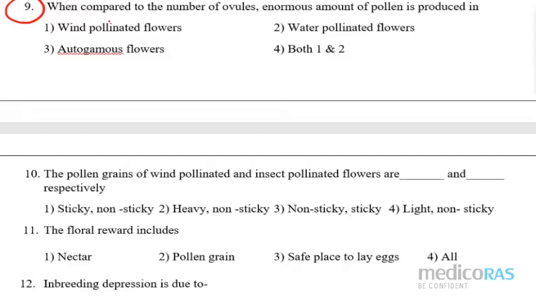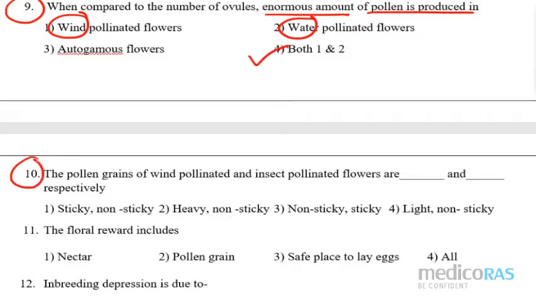In the ninth question, when compared to the number of ovules, an enormous number of pollen is produced in where? If the number of pollen grains is increased, where can we get more pollen grains? I hope everyone knows where there is cross-pollination, there will be more pollen grains. The best way of cross-pollination is by wind or through water, right? So both the answers are correct.